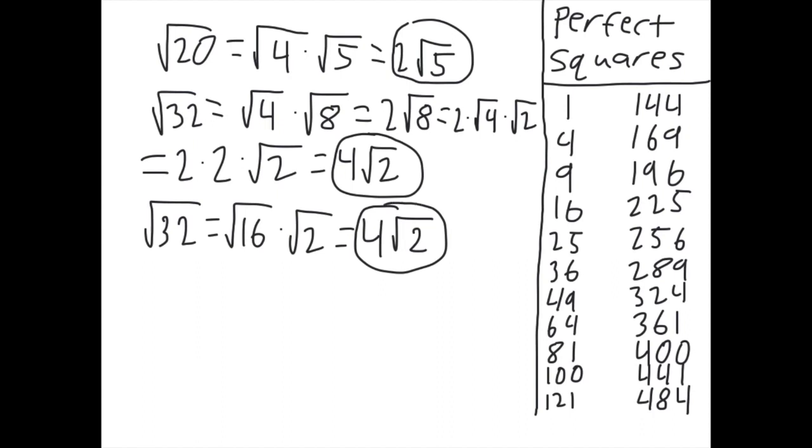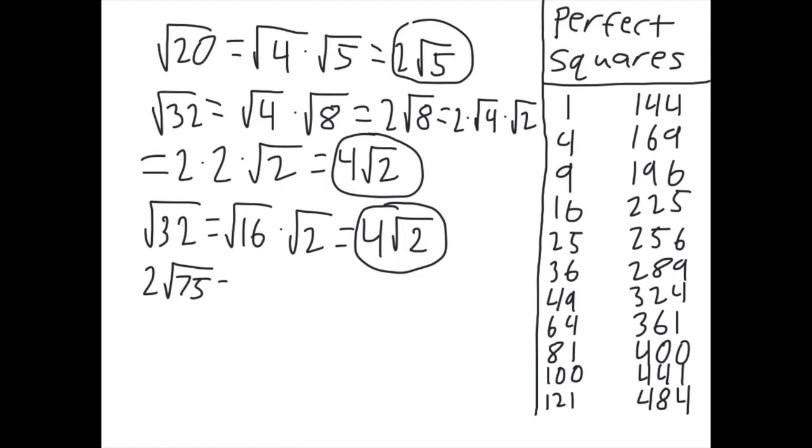So either way, you'll get the same answer. This way might be a little bit quicker, but it involves you trying out a whole bunch of different numbers. Alright, let's do one more example. 2 times the square root of 75.